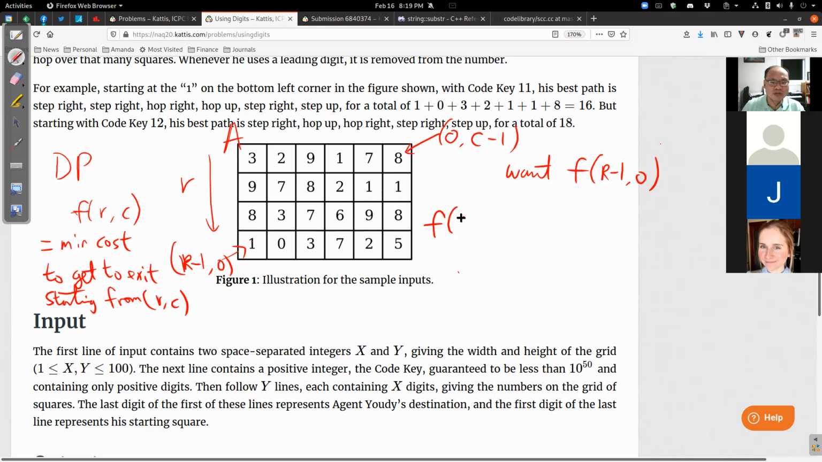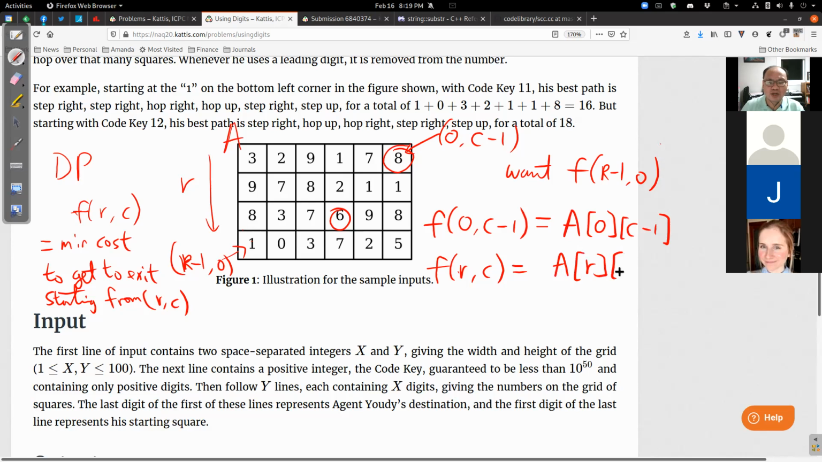The easiest one to figure out is if I'm already at the exit, right? Because if I'm already at the exit, then the cost is exactly what's in the array, 8. There's really nothing to say. Otherwise, if I'm not already at the exit at some arbitrary R and C, the cost is whatever I'm on, because I cannot avoid it, but I can either go this way or go this way. So I would try both.